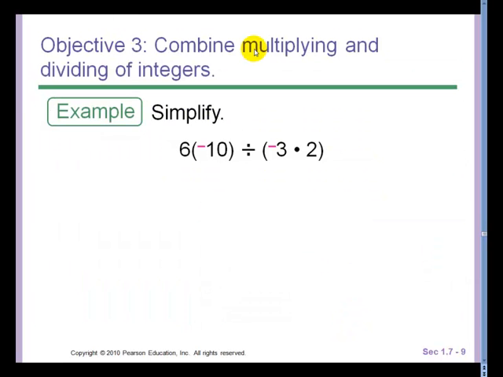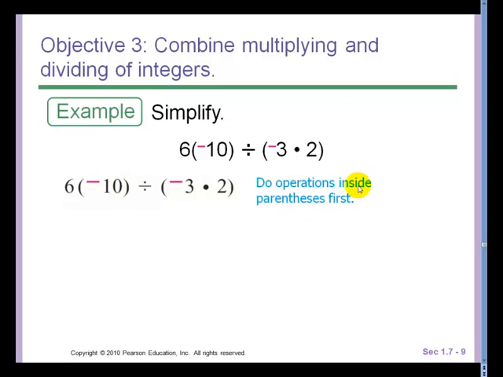Objective 3. Combining, multiplying, and dividing of integers. Simplify 6 times negative 10 divided by, parentheses, negative 3 times 2, parentheses. Do operations inside parentheses first. We should note we have two sets of parentheses.